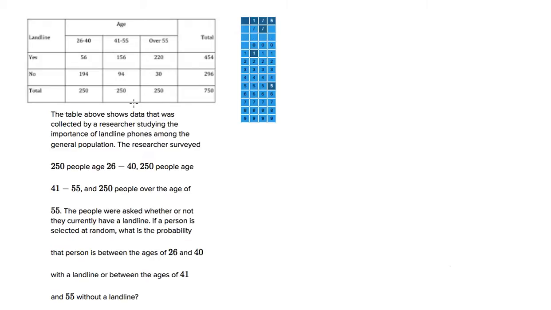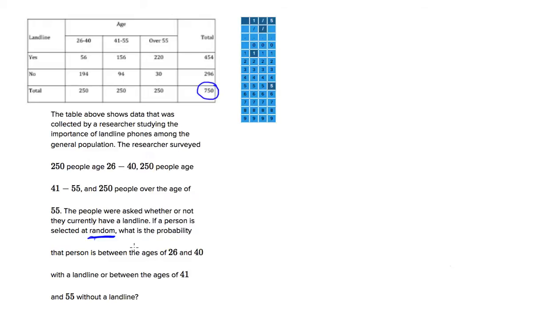So we're given this data table that contains some data on people with landline telephones. The researchers surveyed people in different age groups and asked whether or not they have a landline telephone. In the question here, we're asked if a person is selected at random, that means we're pulling from the entire population here, so our total possible number of people chosen is 750.